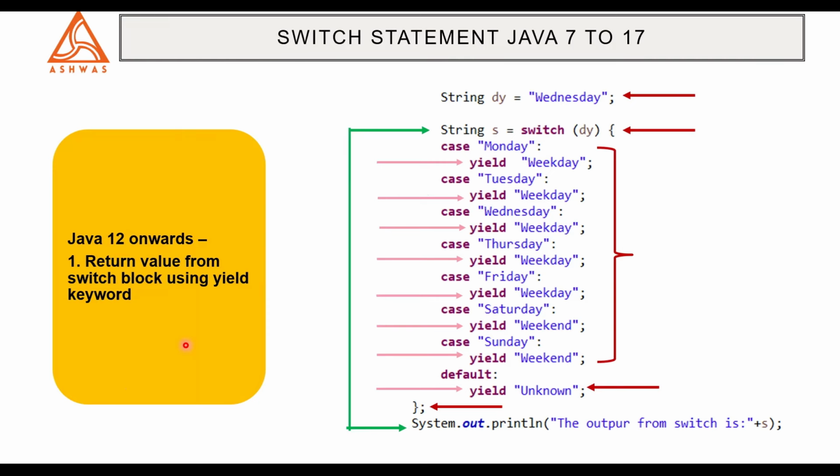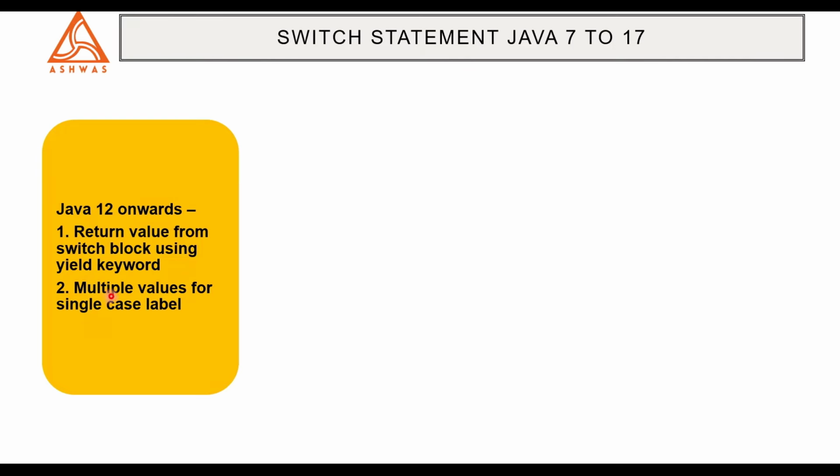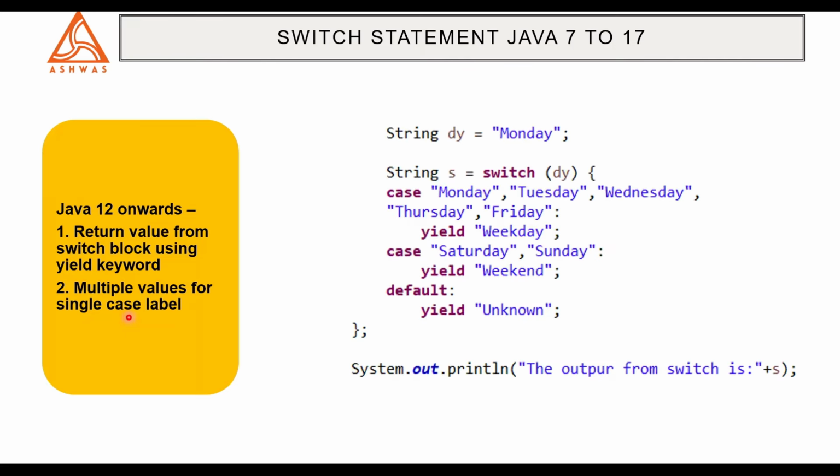All right. Next, we have multiple values for single case label. If you have noticed, our previous switch had separate labels for Monday, Tuesday, Wednesday, Thursday, Friday, when actually all these were weekdays. So with the new addition to switch expression, I can have a comma separated case label list. That helps in making my switch expression compact, saves me space, makes my code better. I'm still doing the same thing.